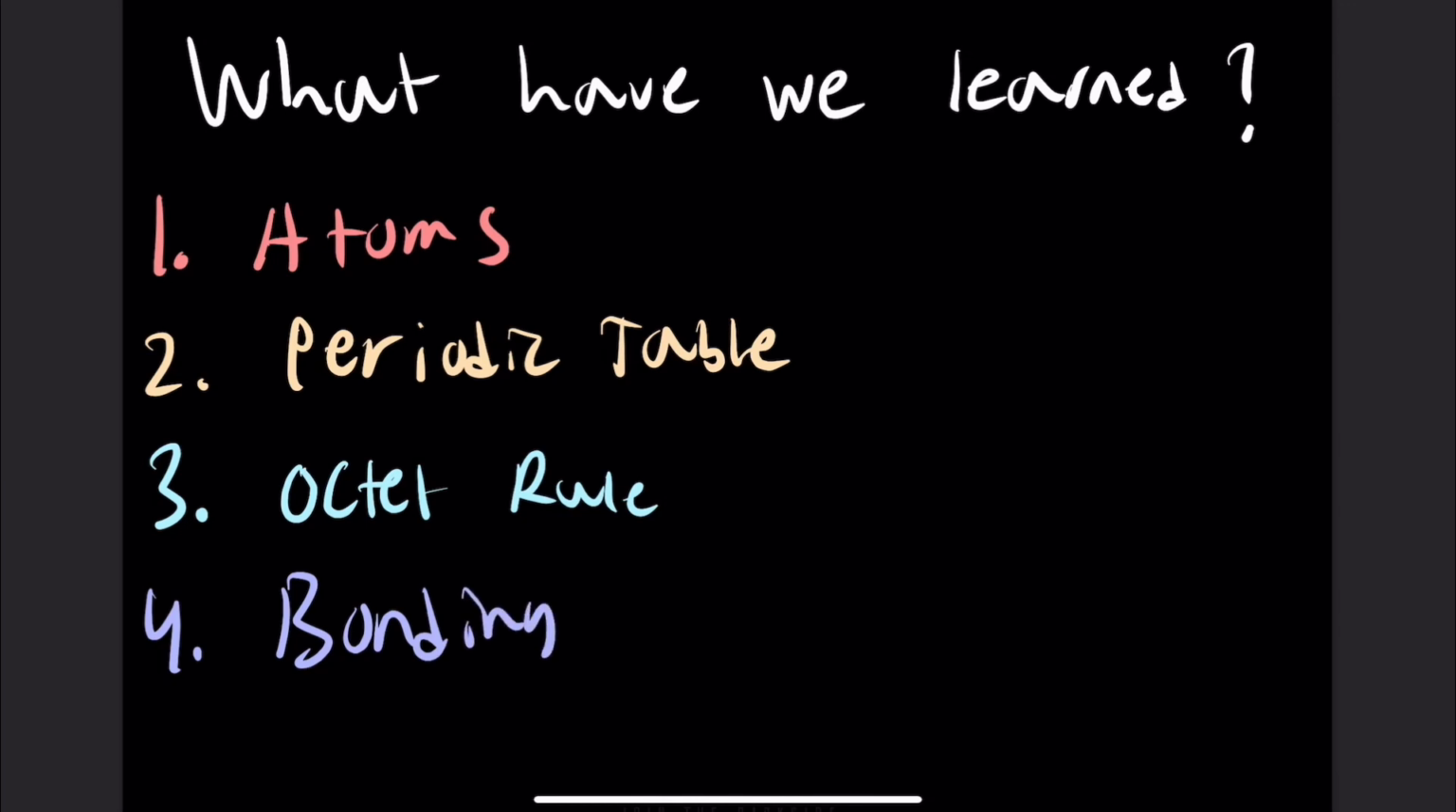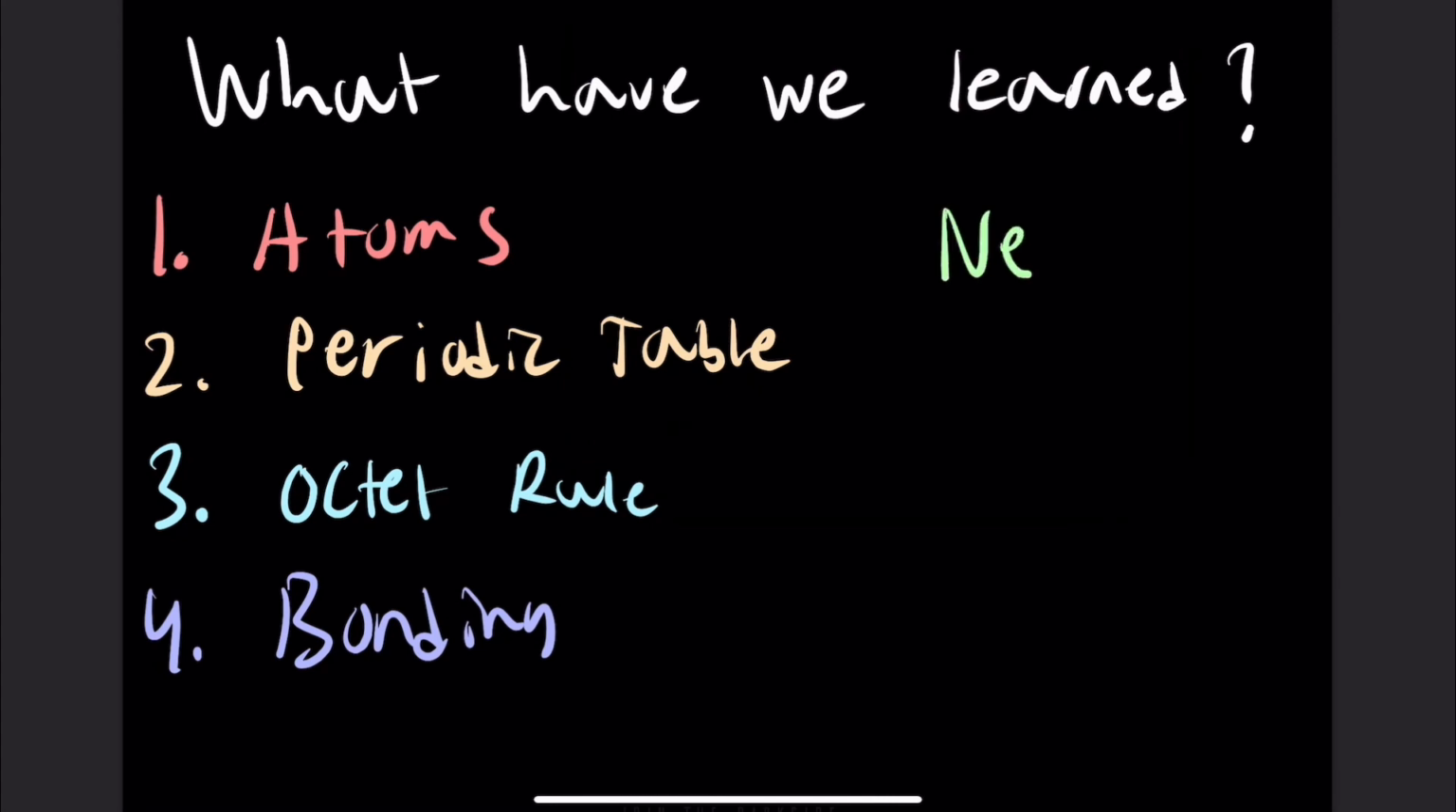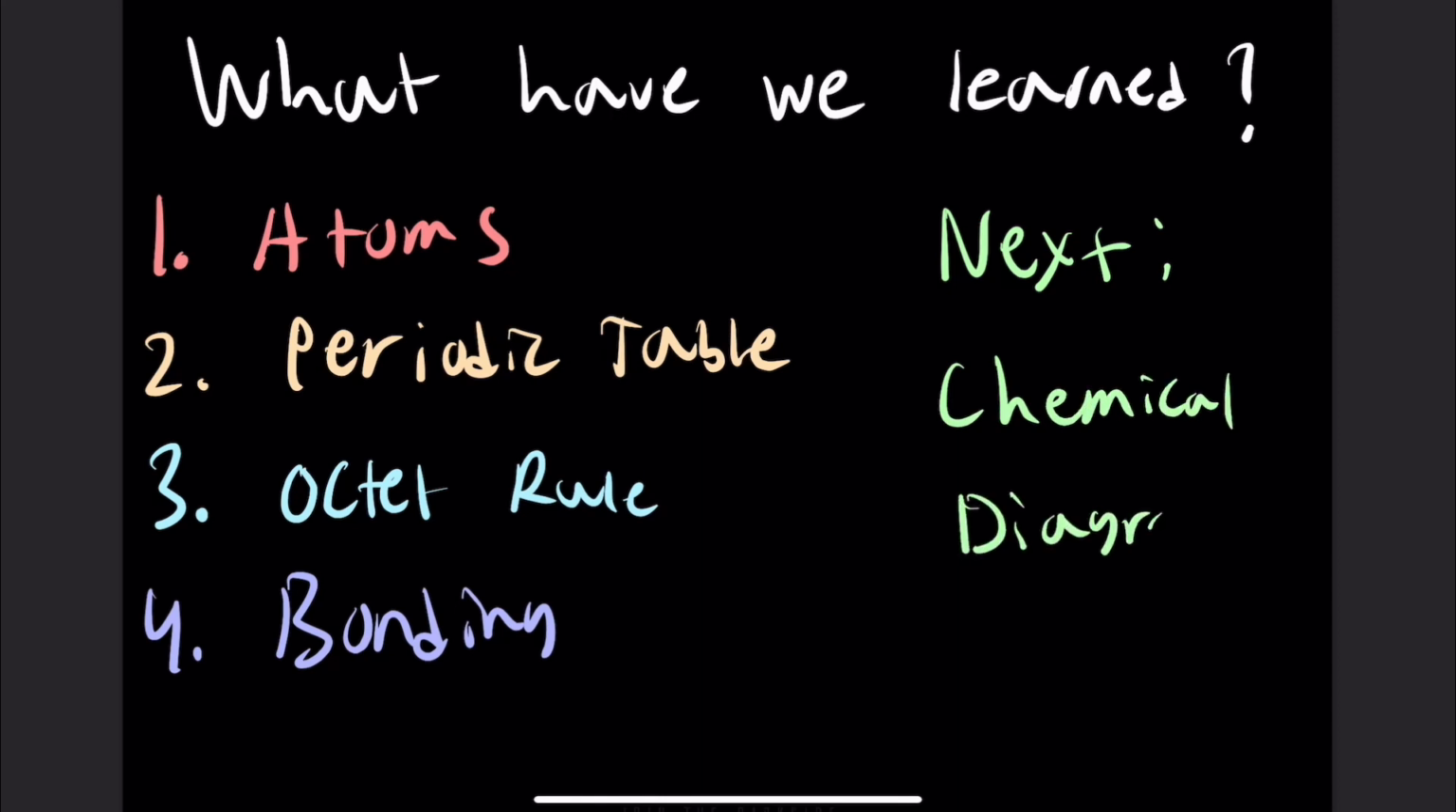In a later video, we'll go over ionic bonding, but right now I want to focus on covalent because that leads us into the next video, so keep your eyes peeled for that. It is on chemical diagrams, how to read them and what they mean, because they can get really complex, and there are 3 types of them.